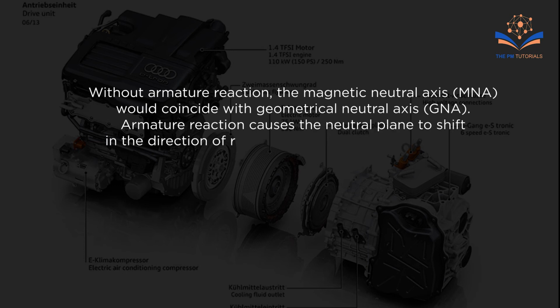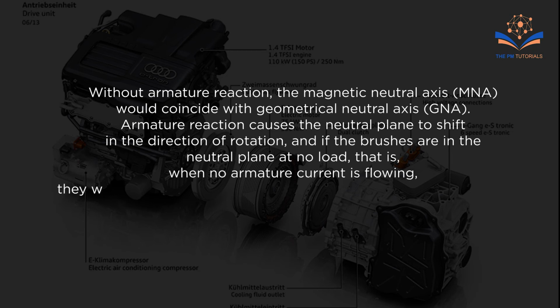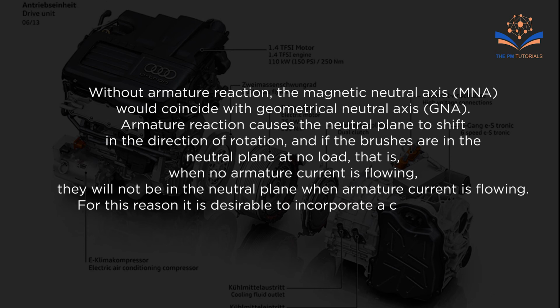Without armature reaction, the magnetic neutral axis would coincide with the geometrical neutral axis, and armature reaction causes the neutral plane to shift in the direction of rotation. And if the brushes are in the neutral plane at no load, it is desirable to incorporate corrective systems in generator design.